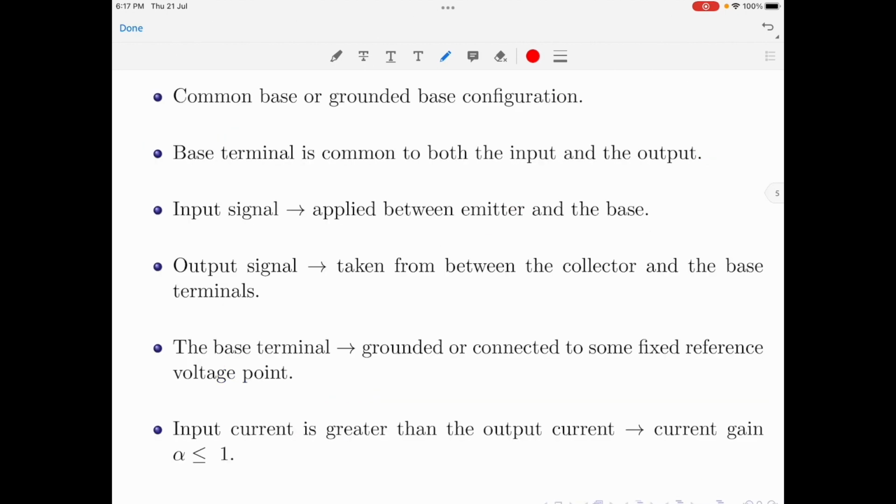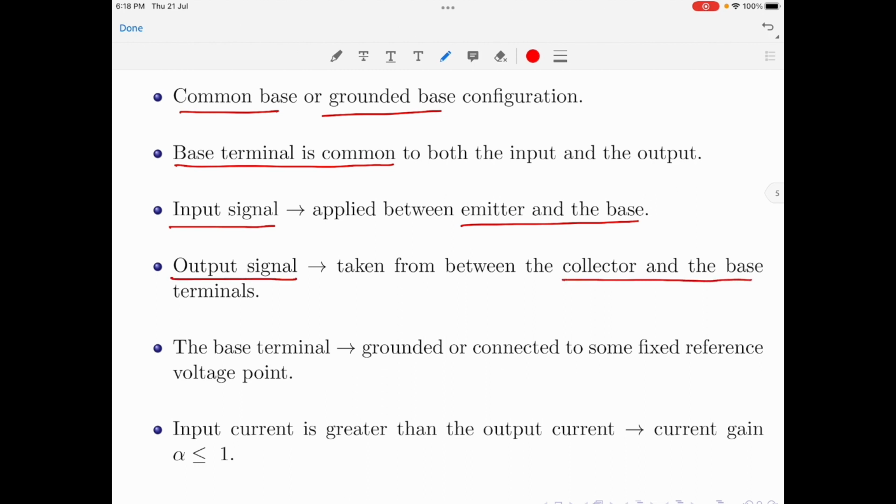Let us now summarize the common base configuration. It is called as the common base or grounded base configuration, where the base terminal is taken as common and the input and output are applied to the other two terminals. Input signal is applied between emitter and base terminals, and output signal is taken between collector and the base terminals. So, you can see that base is common both for the input as well as output signaling. The base terminal is commonly connected to the ground, or it can also be connected to some fixed reference voltage point.